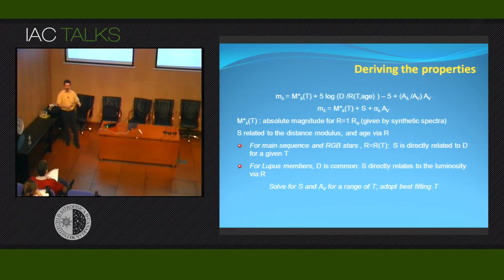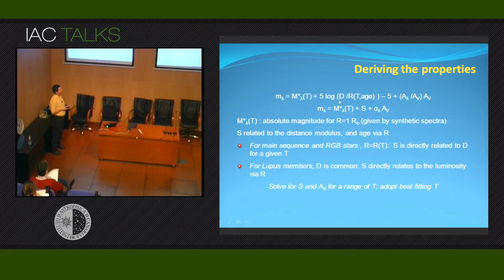This is the relationship between the apparent magnitude at a given wavelength, here, the small m, which is related to, typically, the absolute magnitude, the distance modulus, and the extinction at that wavelength. What you can see here at the top is very similar to that, only that I have decomposed it in a slightly different way. What we have here as capital M with a star is the absolute magnitude that the fiducial star with a radius of 1 solar radius would have at that given temperature. That's something that the synthetic spectral modeling can give us.